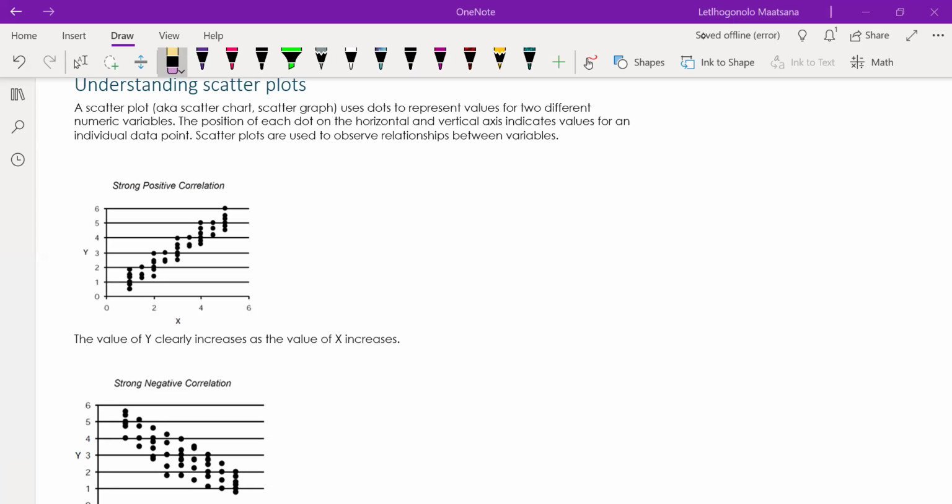Let's look at some of the relationships we can find between two variables. First, we can have a strong positive correlation. So it means that we can clearly see that when the x values increase, the y also increases, and we can also see that they increase in a constant way.